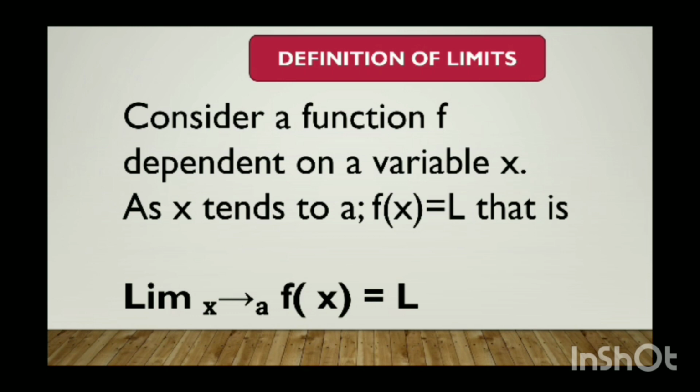Consider a function f dependent on a variable x. As x tends to a, if f of x tends to L, it means the limit as x tends to a of f of x is equal to L, because as x tends to a, f of x tends to L. So the limit as x tends to a of f of x will be equal to L, which in direct substitution is f of a.